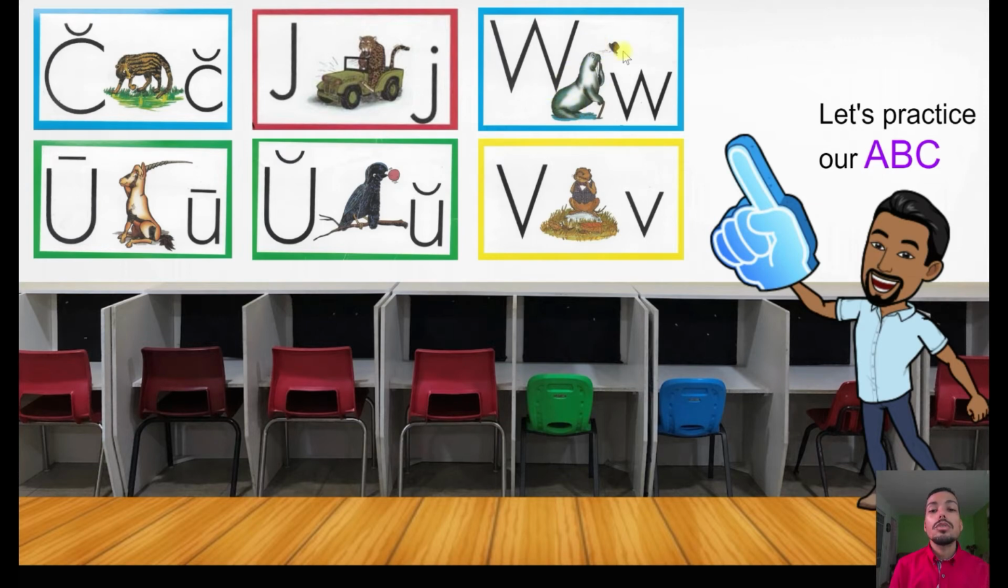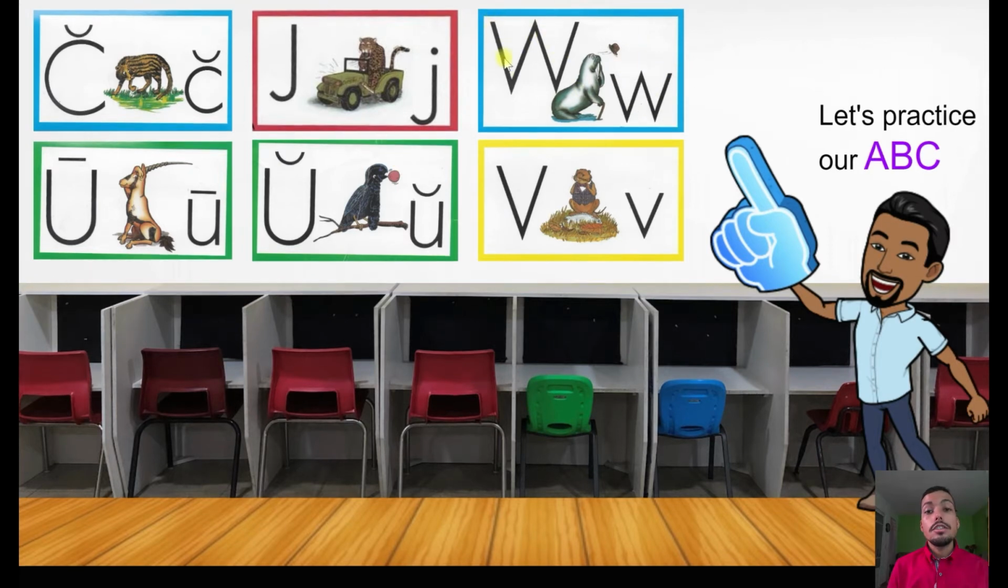Walrus has a letter that sounds w. W. So when you see the letter W, it's going to sound W. Very good. Okay, the next friend here, its name is Unicorn.